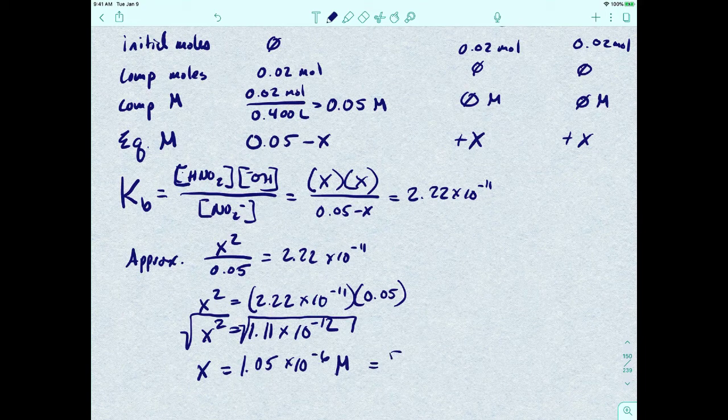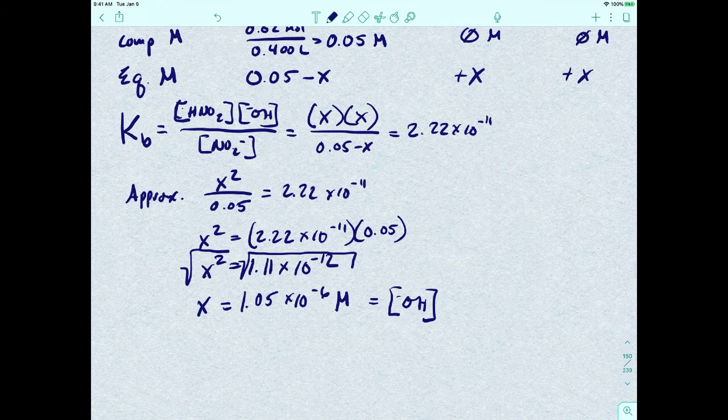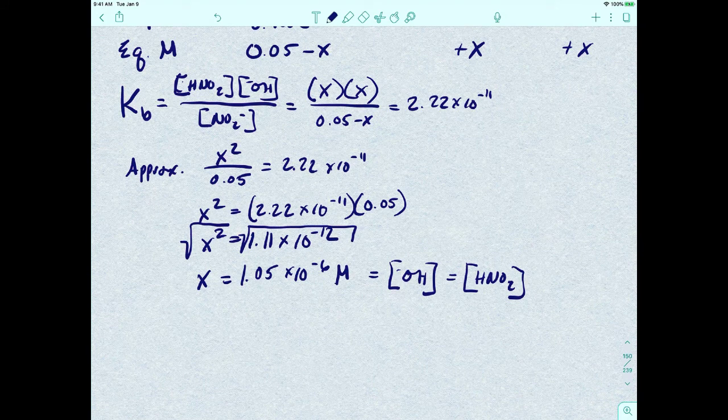And so this is going to be your concentration of hydroxide, which is also going to be your concentration of HNO2 at equilibrium. And the concentration of NO2 minus is going to be 0.05 molar minus X, but X is going to be so small that it's barely going to make a dent in the 0.05. So the concentration is going to be really close to 0.05 molar.